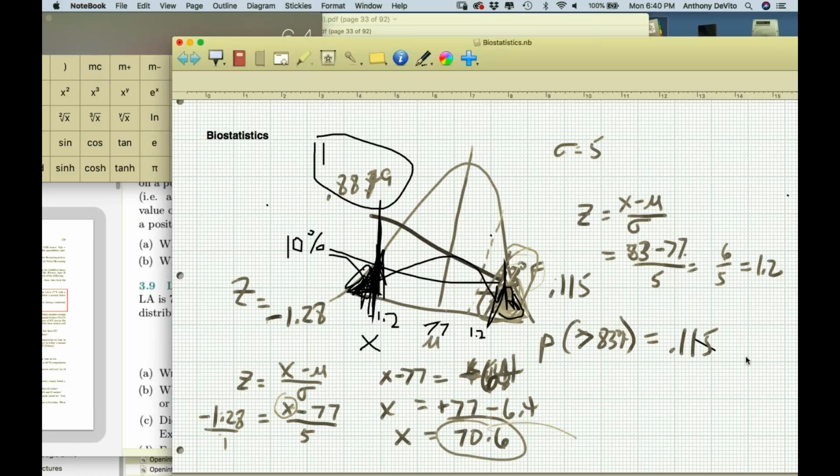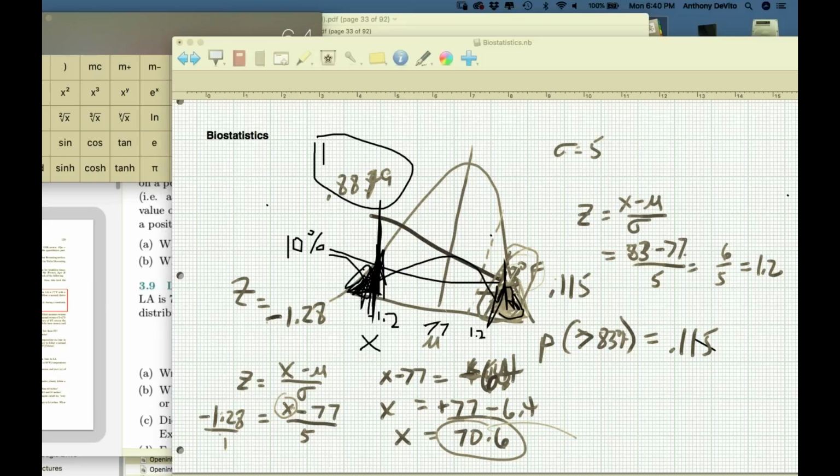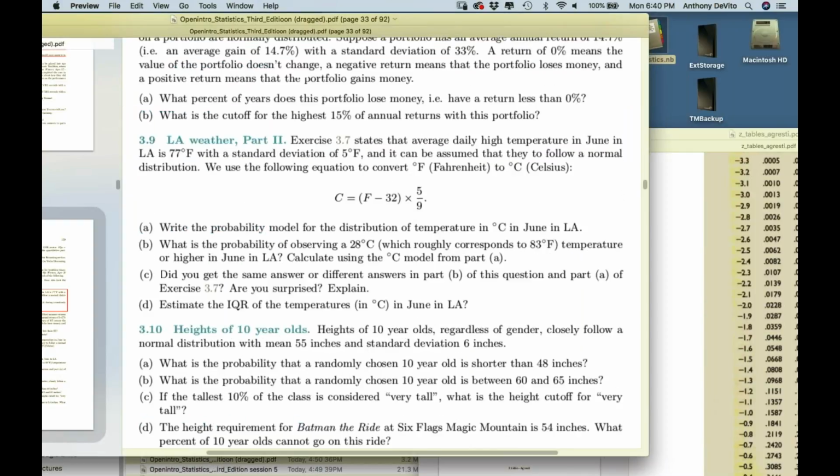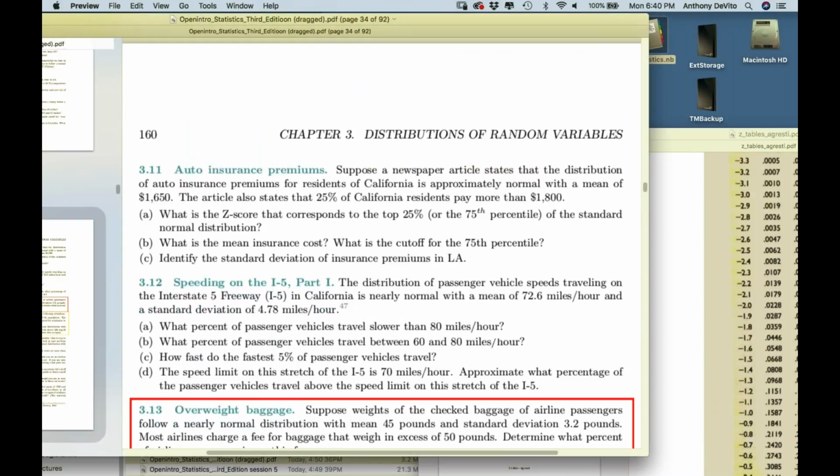Okay, so do I still have you guys? Are you okay with that? Okay, good. So you can use that table backwards and take advantage of this formula, in the case where you know the z-score and you don't know what x is. Since you're only going to wind up with one unknown, you can use that to solve the problem. Okay. So I'm going to move on to another problem.